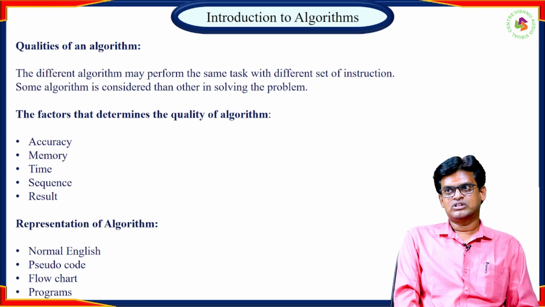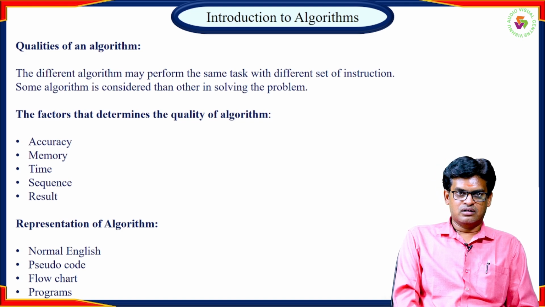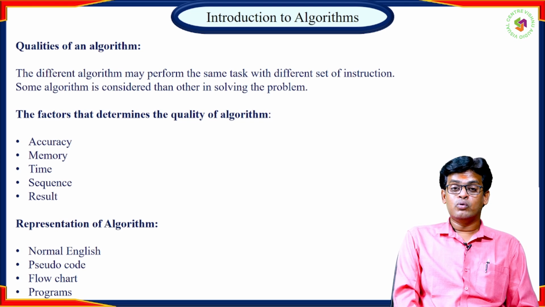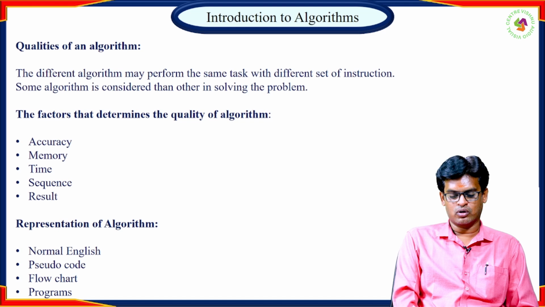A flowchart is a graphical representation of your algorithm. It follows some symbols and has some rules to declare your algorithm. And programs: your algorithm may be represented with the help of high-level languages like C, C++, Java, whatever it is. You can represent your algorithm in any programming language. These are the four ways to represent your algorithm.